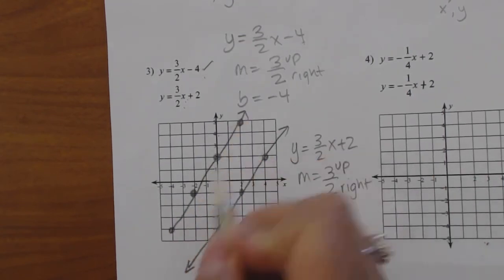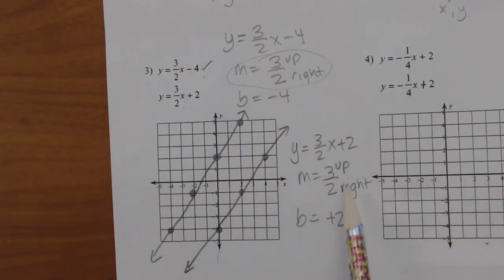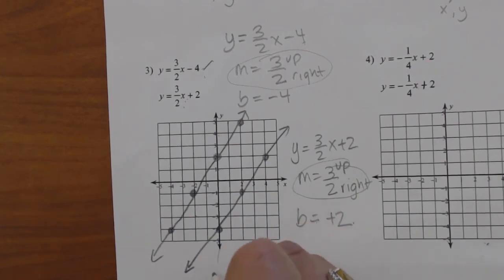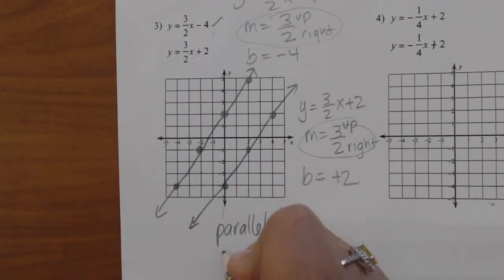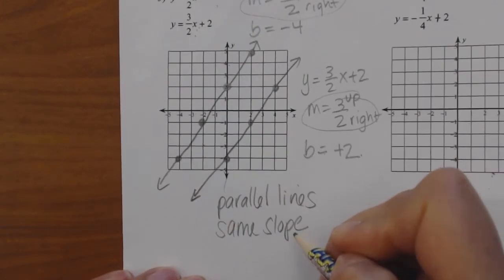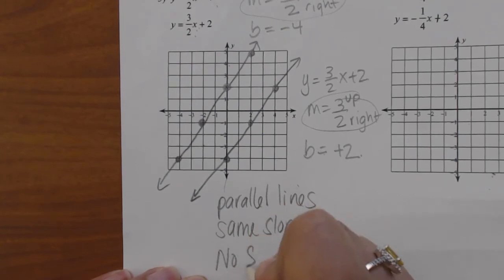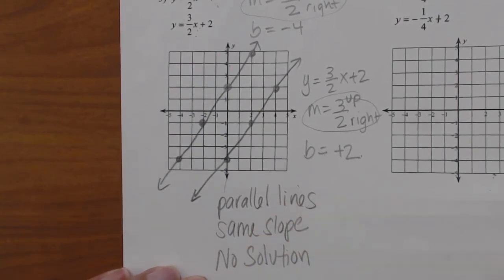And if you notice, these slopes, 3 over 2, 3 over 2, are the same. And when we have same slope, that means that we're going to have parallel lines. When we have parallel lines, that means we have the same slope, which means they're never going to cross, so there are no ordered pairs where they meet, so we have no solution.